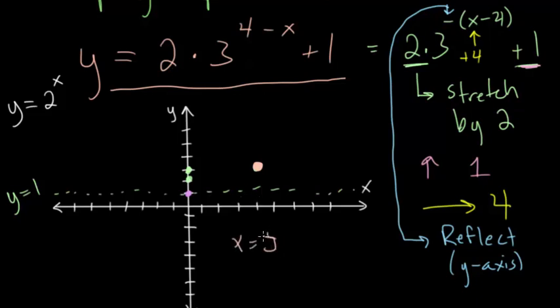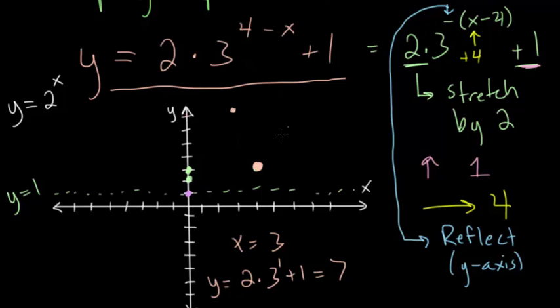So when x equals 3, I'm going to plug that into my function, and I'd get 2 times 3 to the 4 minus 3, which is 3 to the first. So I have y is equal to 2 times 3 to the first plus 1, so that's 6 plus 1, which is 7. So when we have 3, that goes all the way up to 7, which would be up here.